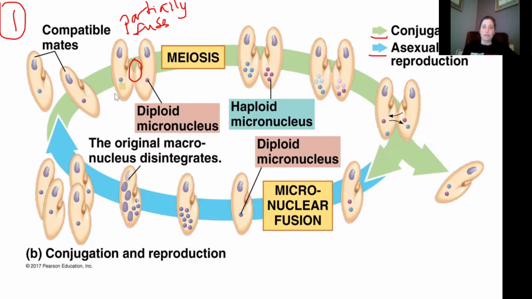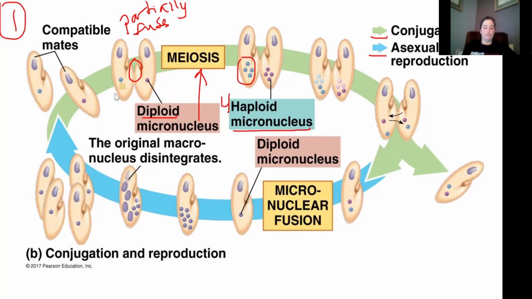Each of them also has a macronucleus. So we have a diploid micronucleus right now. These guys are going to fuse, but nothing's happening yet in terms of that. But the micronucleus itself is going to go through meiosis. Remember, meiosis takes one diploid cell and makes 4 haploid cells. So after meiosis, these paramecium have 4 haploid micronuclei. Each of them has 4.